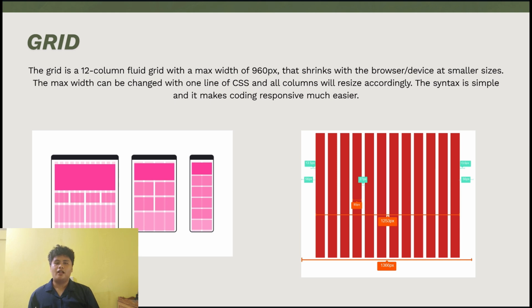You can span elements across one, multiple, or all 12 columns using the simple classes provided by the framework. Skeleton's syntax is designed to be simple and intuitive, which will make coding responsive designs much easier and faster for our group. The pictures on the slide perfectly demonstrate this. We see how a single layout adapts seamlessly from desktop to tablet and mobile, and the diagram confirms the reliable 12-column structure that guides our alignment.